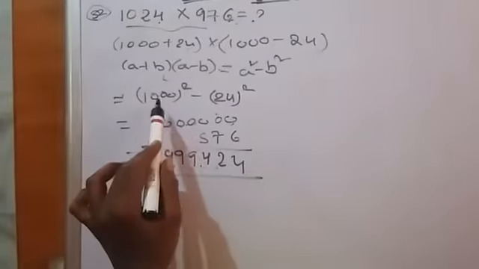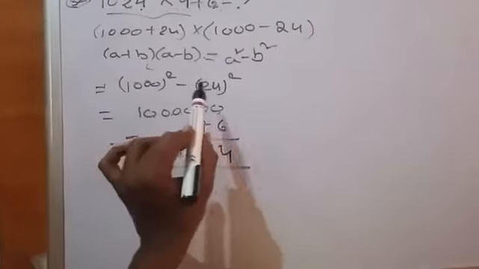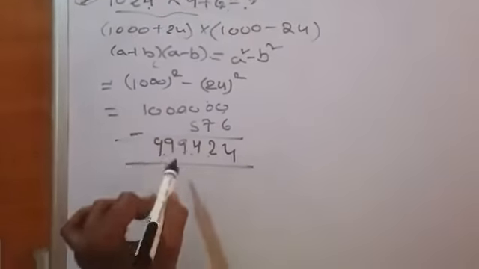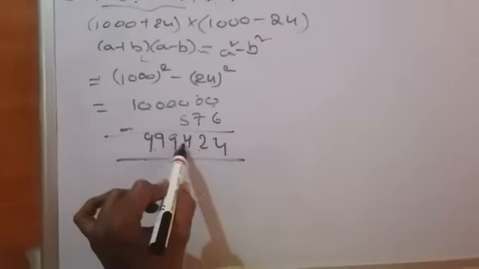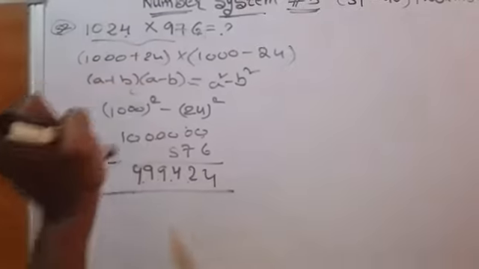A is how much? 1000. B is 24. a square minus b square, 1000 square minus 24 whole square, that is equal to 999424. That is the result of 1024 into 976. See the third one.